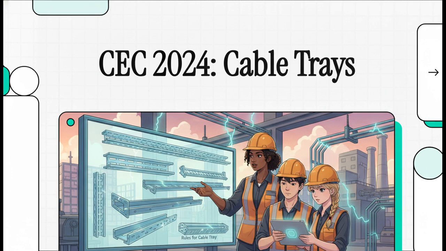We're going to completely conquer Section 12 of the Canadian Electrical Code 2024, specifically focusing on the rules for cable trays. Look, whether you're roughing at a massive commercial high-rise or pulling heavy feeders in an industrial plant, cable trays are literally everywhere. Because of that, the code surrounding them is heavily tested, so let's get into it.